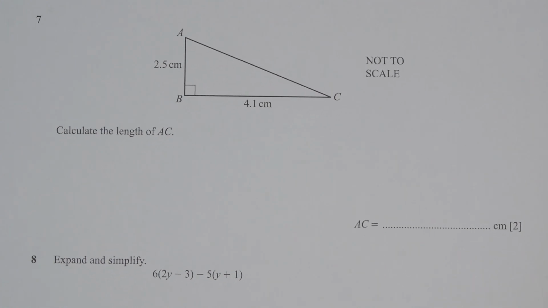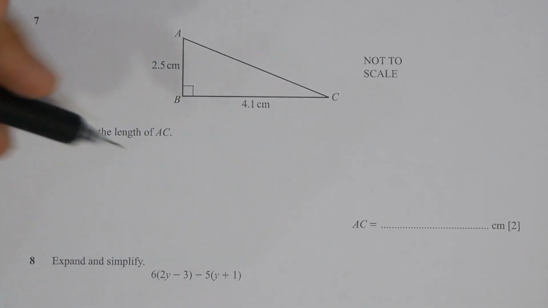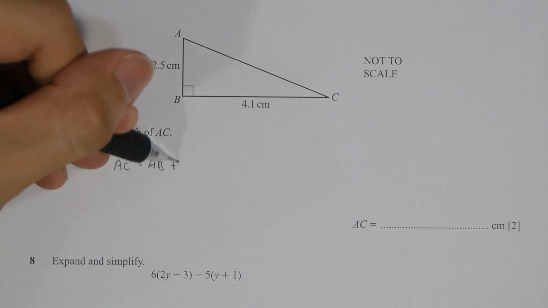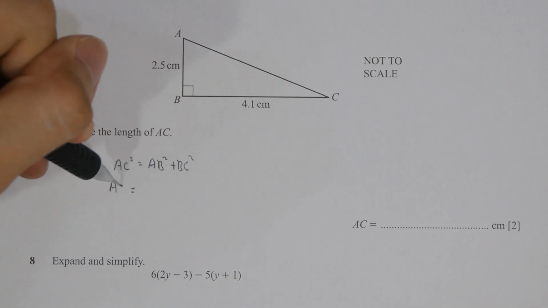For you to get AC's length, simply take AB squared plus BC squared, then square root them. Then you will get 4.8.